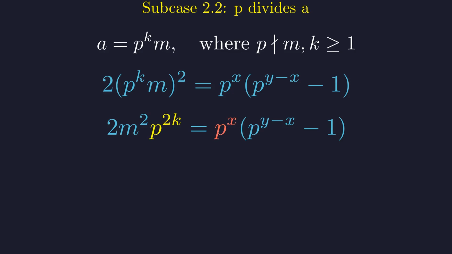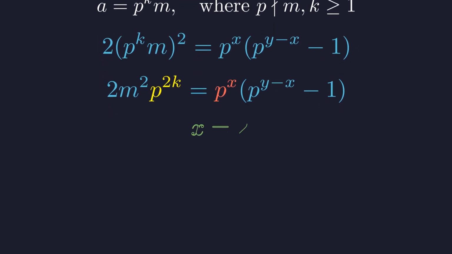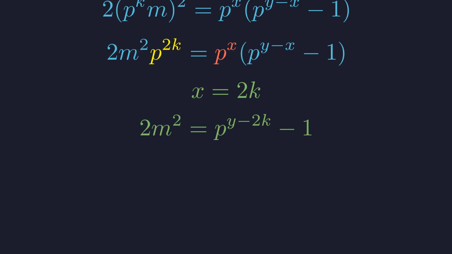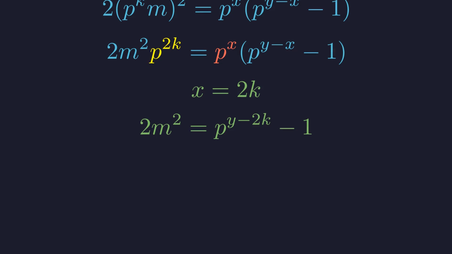We can determine x by comparing the p-adic valuation of both sides. The p-adic valuation of the right side is x because the second factor is not divisible by p. The p-adic valuation of the left side is 2k. Equating the valuations implies x must equal 2k. After canceling the powers of p, we are left with a new equation relating m and y.